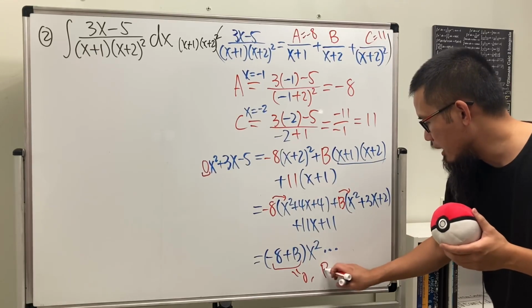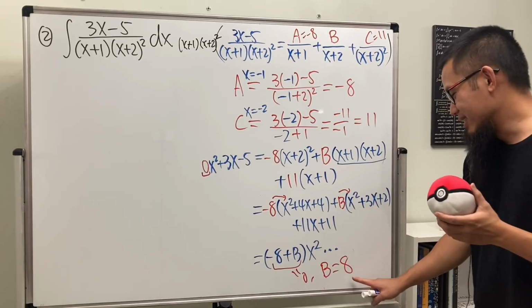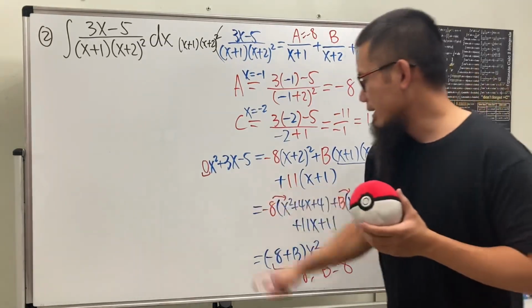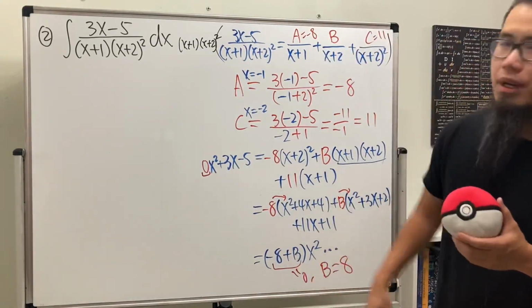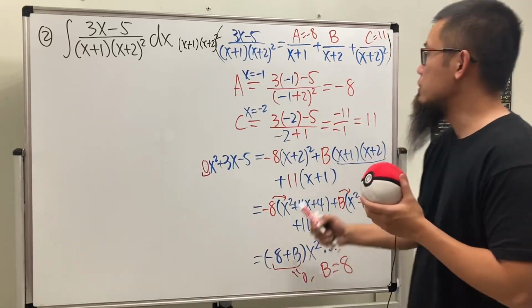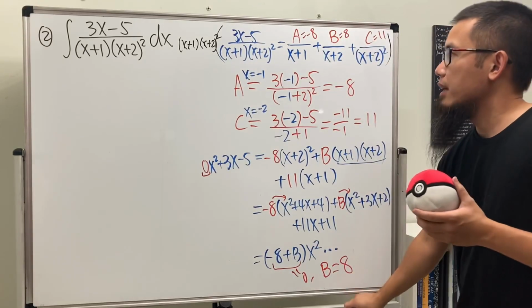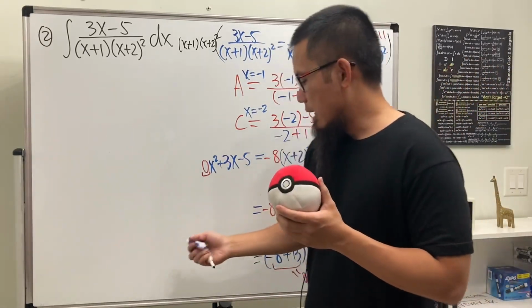That means b has to be +8. This is my b and this is my 8, right? So that's the idea. Cool. Now we can, of course, just do the usual business and finish this question. So let me just write this down. This is b equals 8. Ladies and gentlemen, let's come back here.